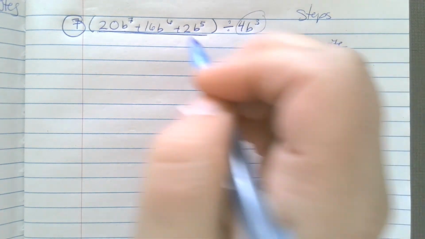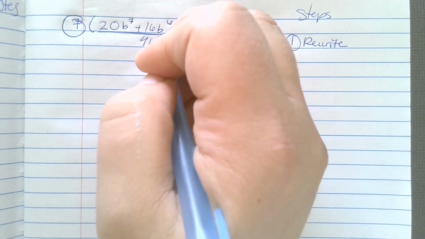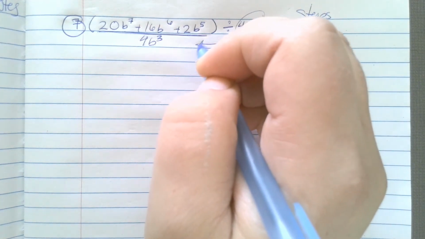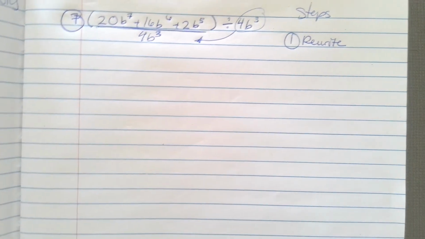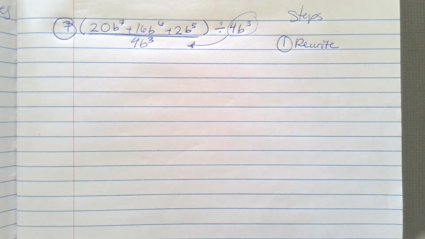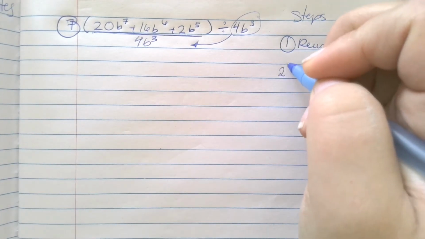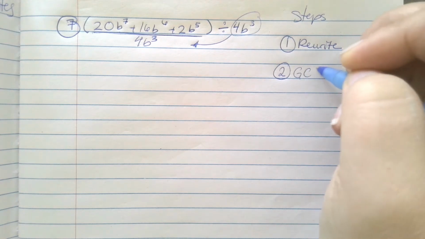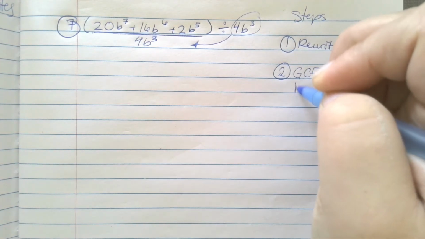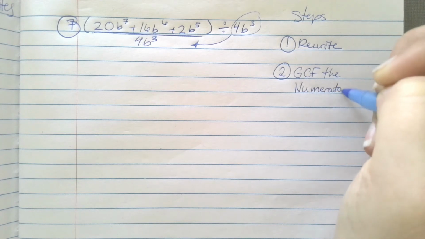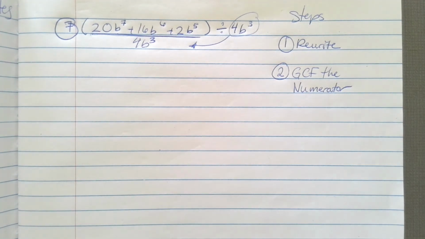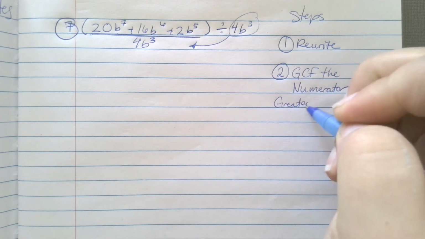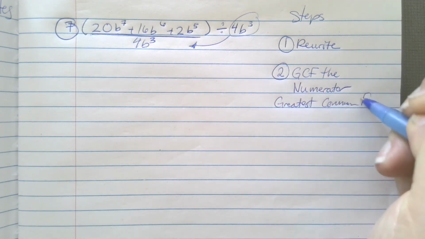So I want you to break this down and just write it as a fraction. So you're just going to put a fraction bar here, and whatever this is going to come underneath it. So I want you to just move that there. Step 2, you're going to GCF the numerator. Do you guys know what GCF means? Greatest common factor.